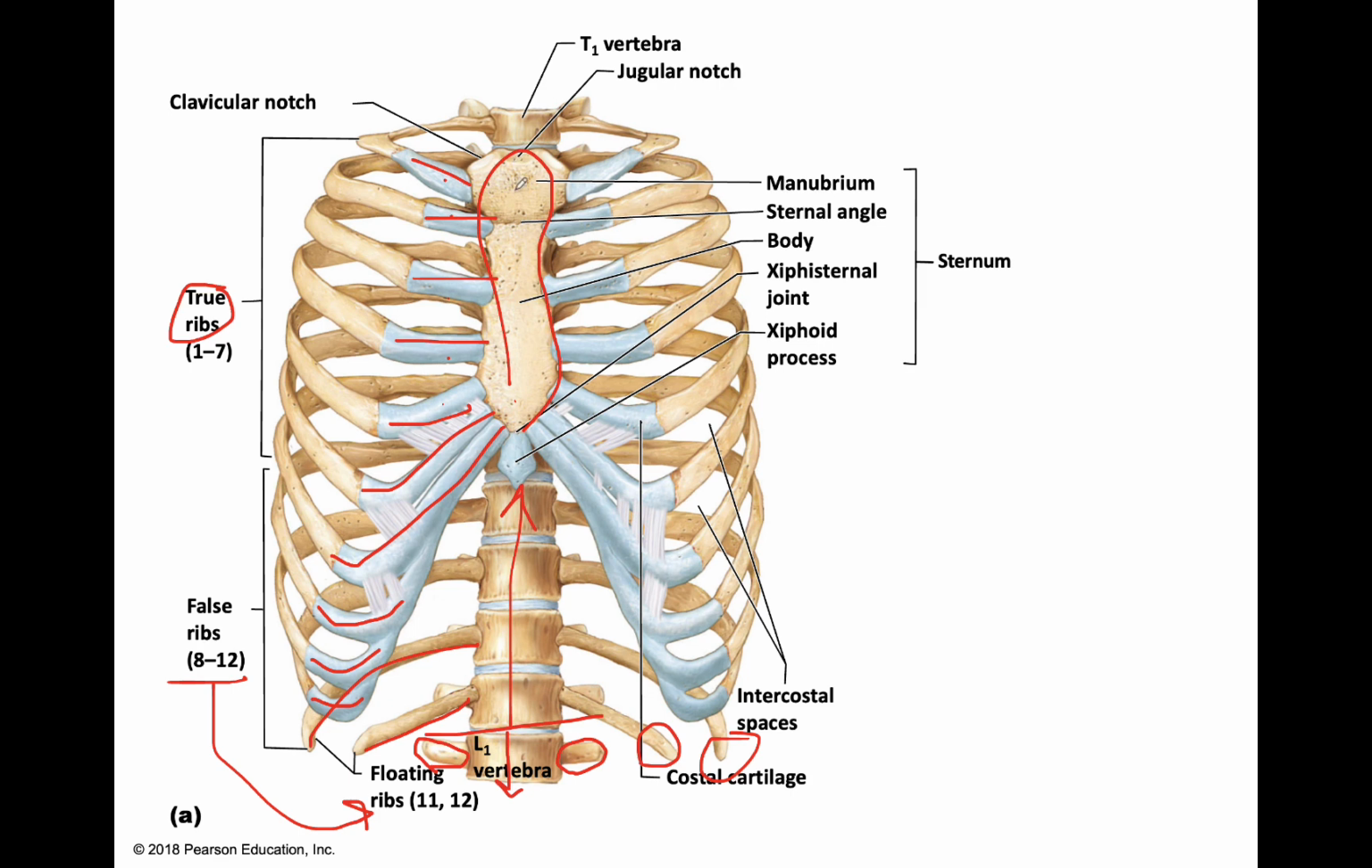On the sternum, we have the manubrium, which is this piece here. We've got the body, and then we've got this tip, which is called the xiphoid process. Make sure you know those 3 parts of the sternum. This top ridge here and here is called the clavicular notch, and this top curvature here is called the jugular notch. Everything I just labeled is on your list.